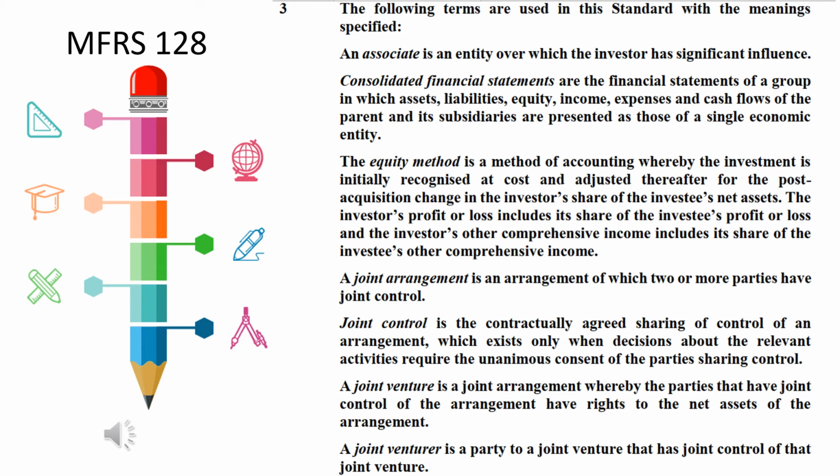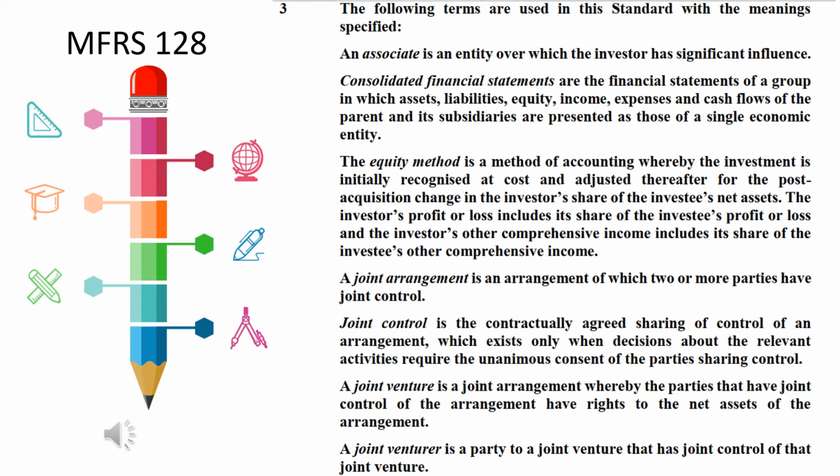An associate is an entity over which the investor has significant influence. The equity method is a method of accounting whereby the investment is initially recognized at cost and adjusted thereafter for the post-acquisition change in the investor's share of the investee's net assets. The investor's profit or loss includes its share of the investee's profit or loss, and the investor's other comprehensive income includes its share of the investee's other comprehensive income.